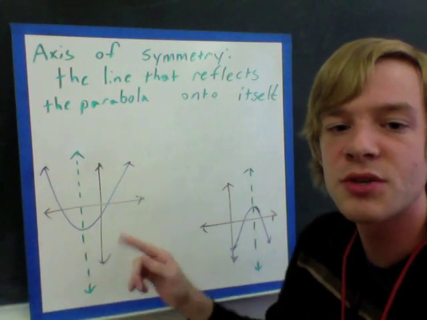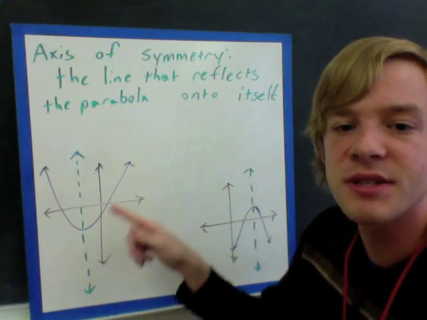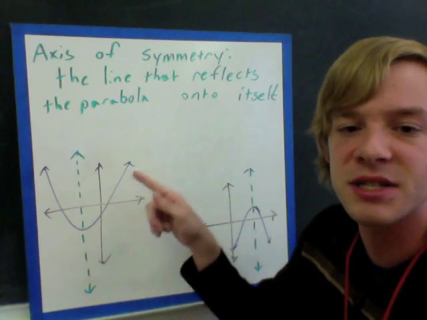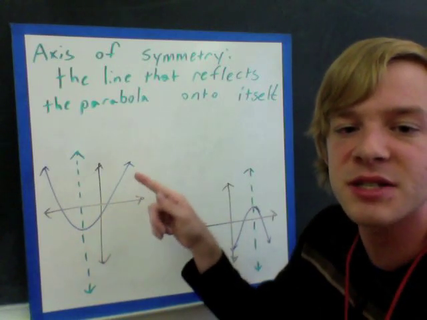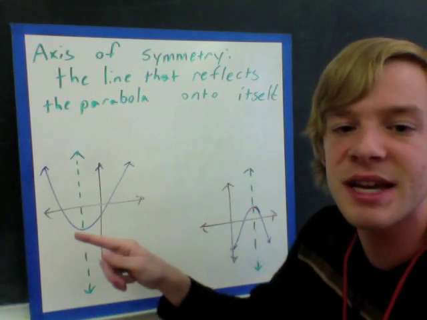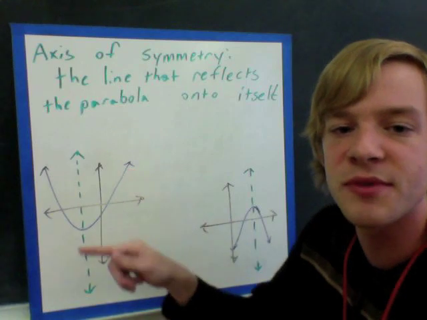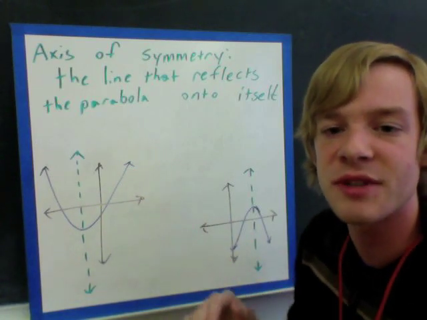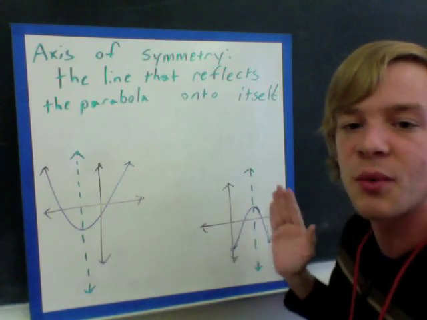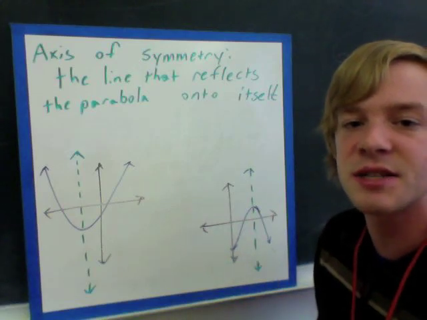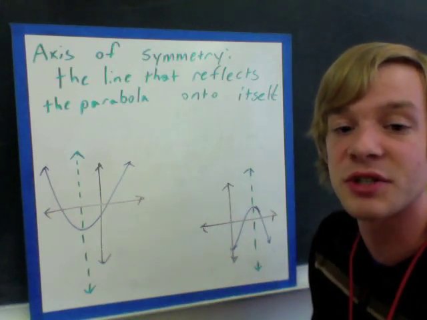So whatever I have on this side of my axis of symmetry, on the right side of my axis of symmetry, it'll be the same on the left side of the axis of symmetry. So it's the same thing on both sides. They're mirror images of itself. They reflect one another. And so the axis of symmetry is where that reflection takes place.